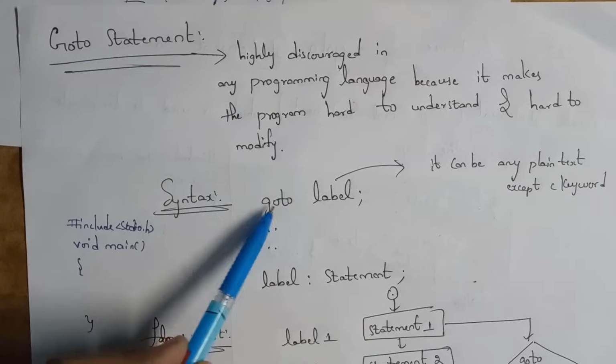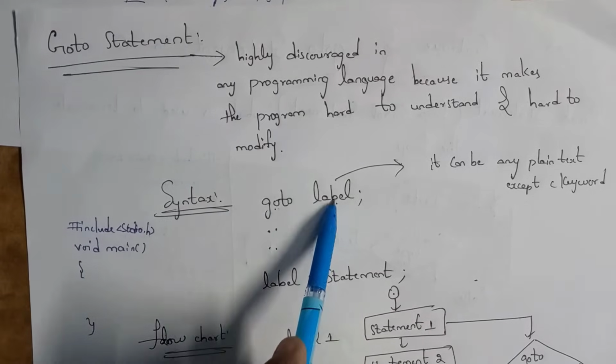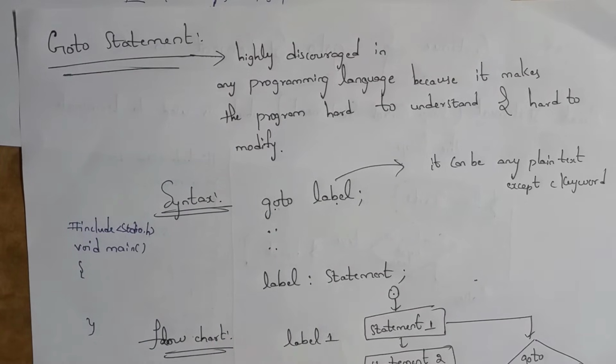At first you need to write goto and you need to write a label. A label is nothing but any text, any name is known as a label. It should not contain any keywords. So at first you need to write goto label, and the label contains some statement. I will give one program so that you can clearly understand what the goto statement is.